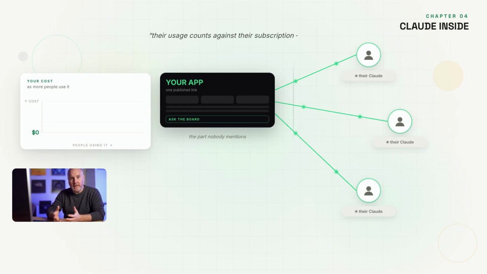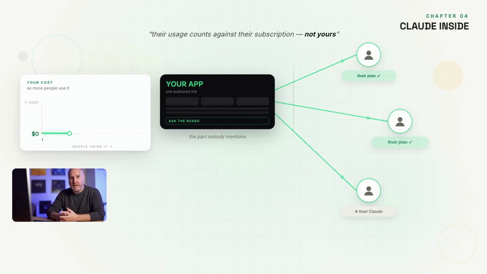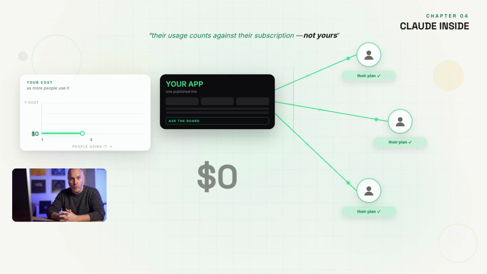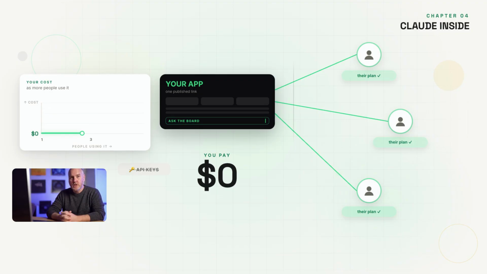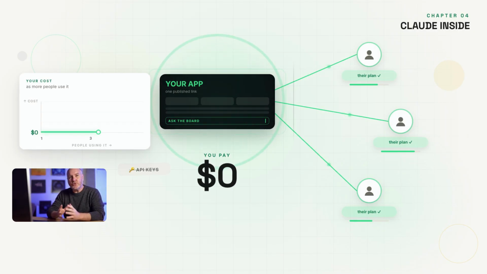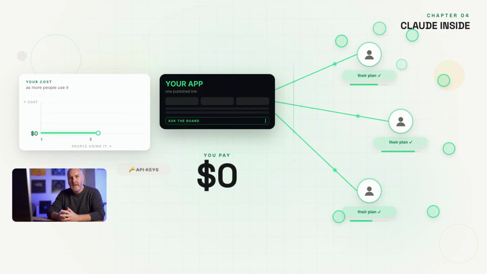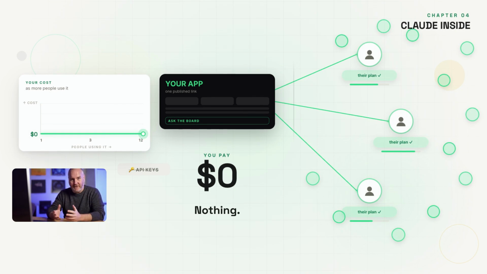And Anthropic's wording is, their usage counts against their subscription, not yours. You pay nothing for their usage. No keys to manage, no bill that grows because the thing you built got popular. Which means you can hand this to your entire team and it costs you exactly what it cost you before you sent it. Nothing.